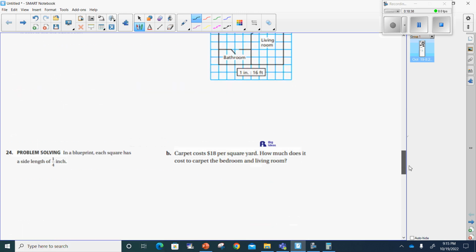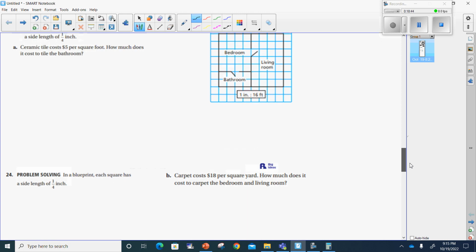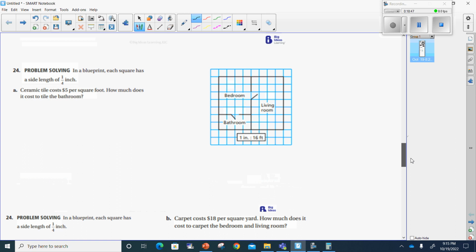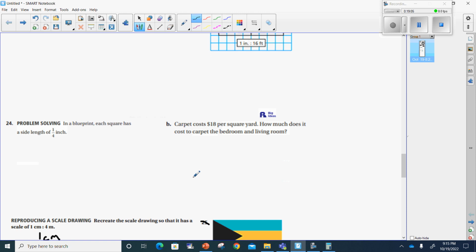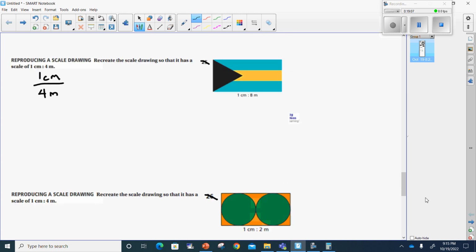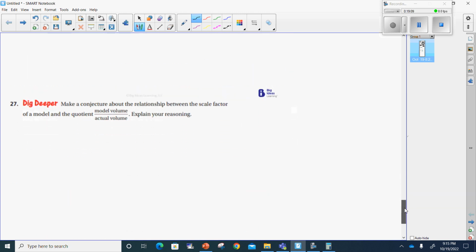Let me go ahead and check number 27. They talk about a blueprint. This you can do because we're talking cost per square foot, right? And it says, okay, for number 24, each square has a side length of 1/4 inch. Ceramic tile costs $5 per square foot. So you can do this because it tells you what the measurement is of each one of these. Okay. So I think you can do number 24, 25 you can't, 26 you can't.